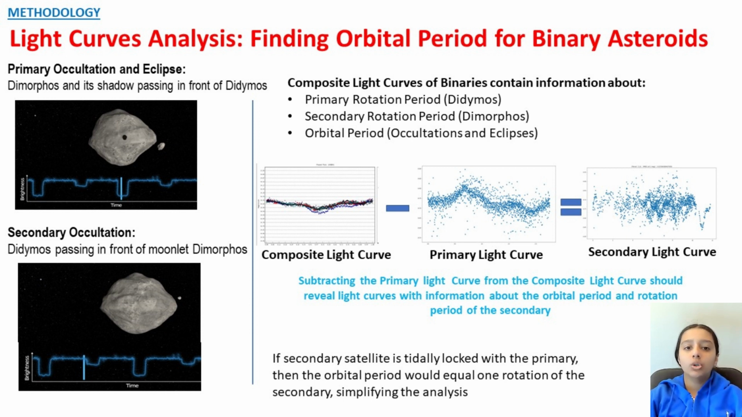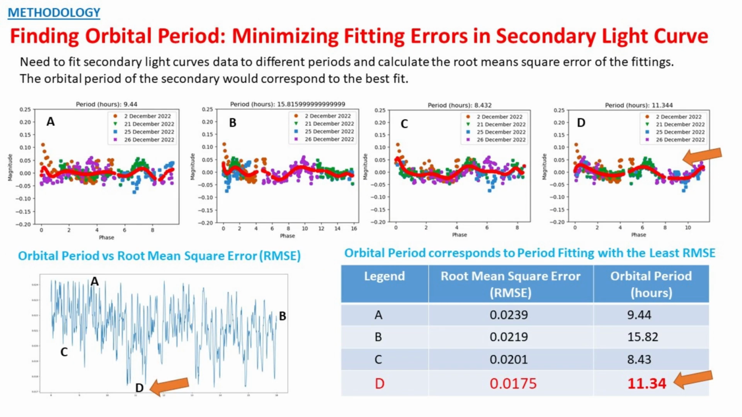But here we have assumed that this asteroid system is tidally locked, which means that the orbital period of Dimorphos is equal to its rotational period. This made things so much easier. So after subtracting the rotational period from the original light curve, I repeated the process of finding composite light curves. The graph with the smallest root mean square error had a period of 11.34 hours.